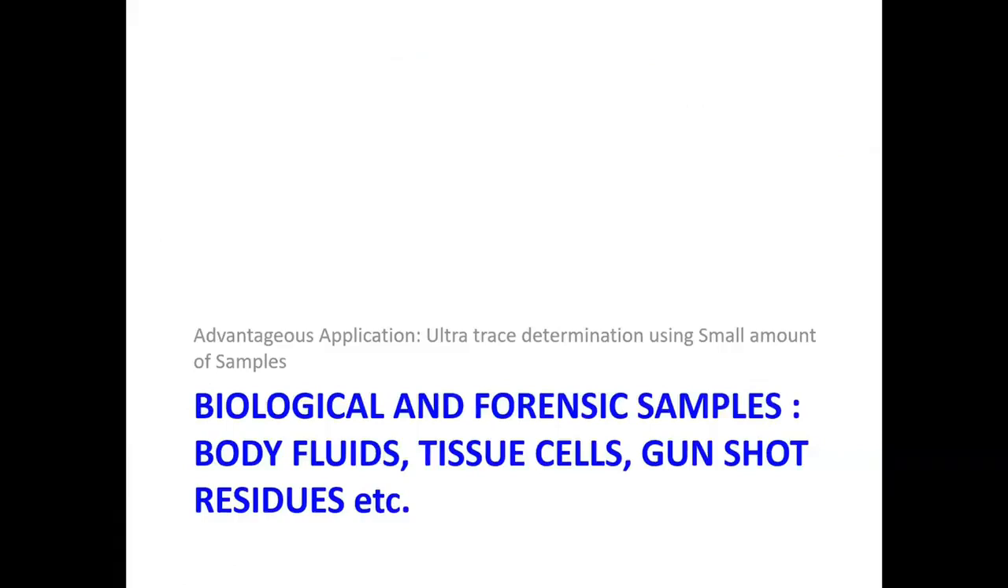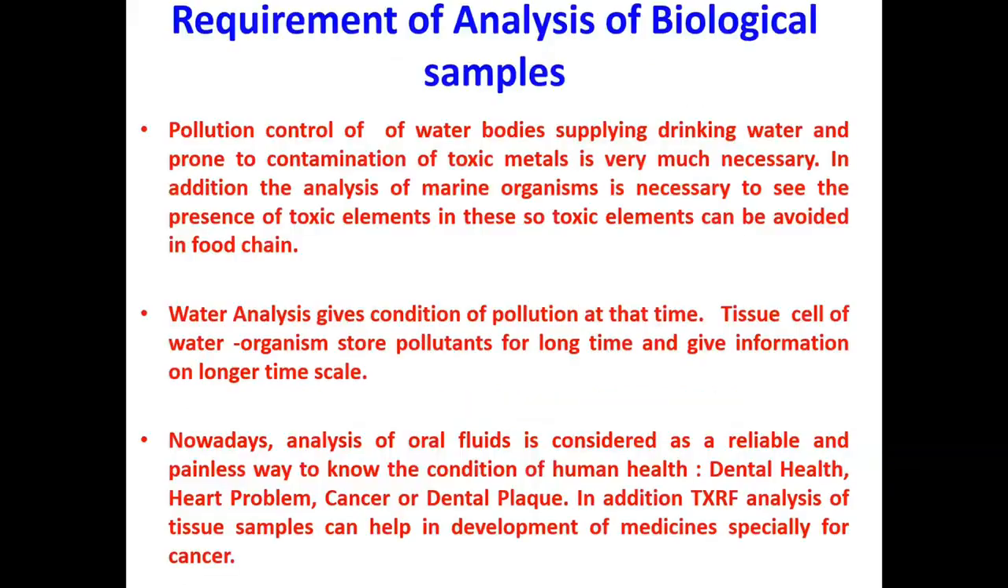And there are some applications reported for biological and forensic samples: body fluid, tissue cells, gunshot residue. So some recent applications I would like to show here. Now the question comes, why is biological sample analysis required? One thing is pollution control of water bodies, supplying drinking water. These are prone to contamination by toxic metals. If you analyze the water samples, you will get the contamination level at that time. But the organisms living in that water take up those trace elements and store them for a longer period. If you analyze the tissue samples of those organisms, it will give information on a long-term basis about trace element contamination of the water body.